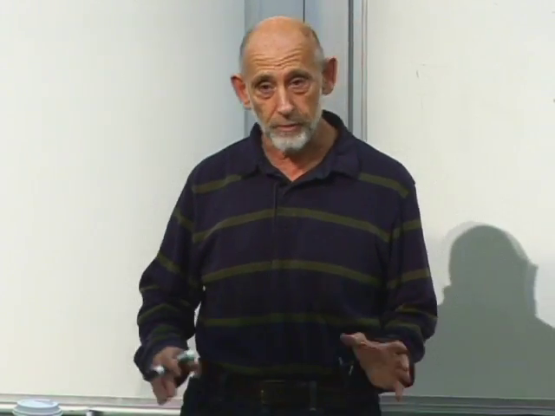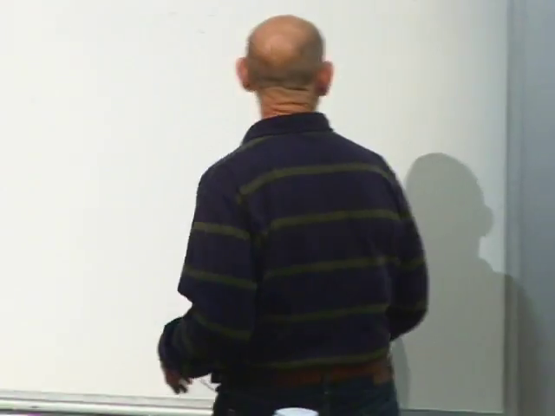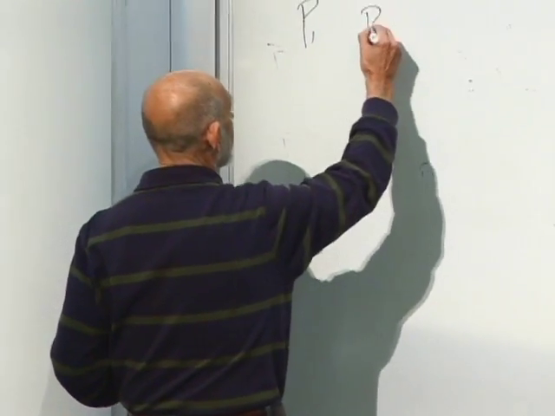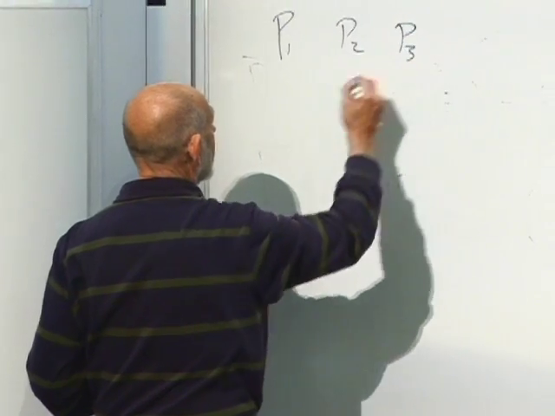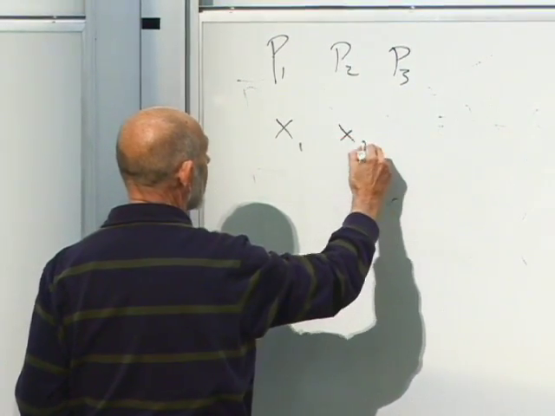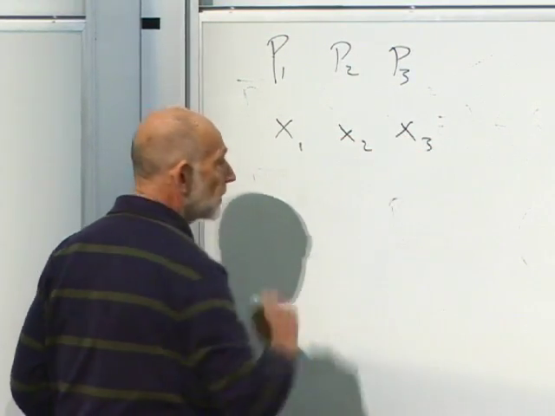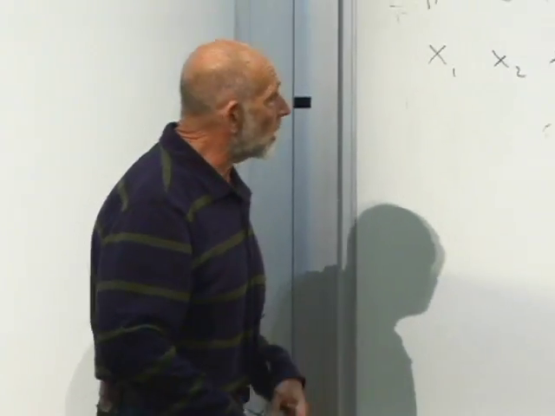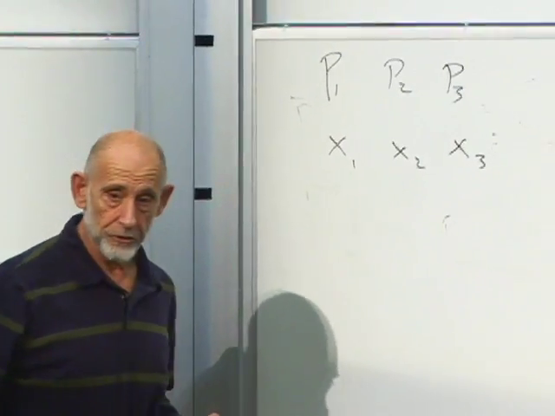The most famous example of two things that you cannot simultaneously measure, of course, is position and momentum. The implication is that in quantum mechanics, the operators representing P1, P2, and P3, on the one hand, and X1, X2, and X3, on the other, don't commute among themselves. So what are the right commutation relations?